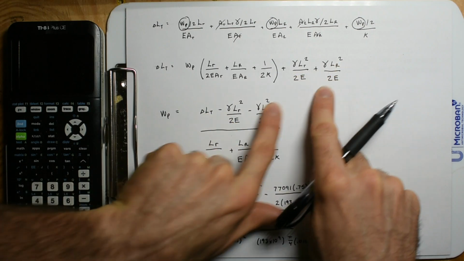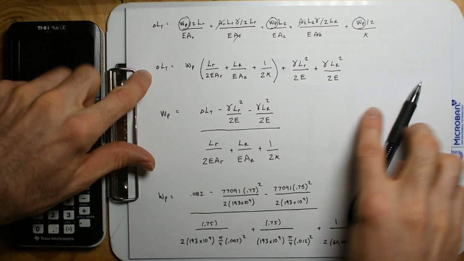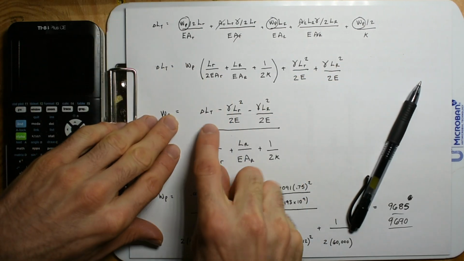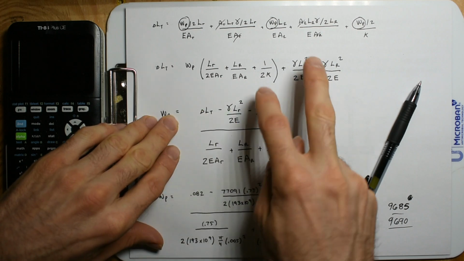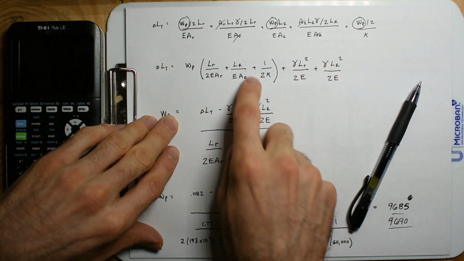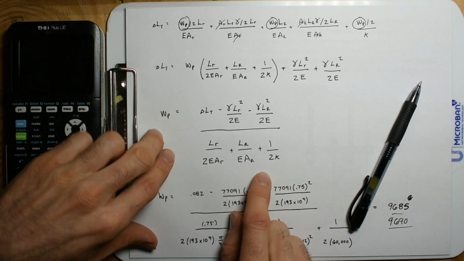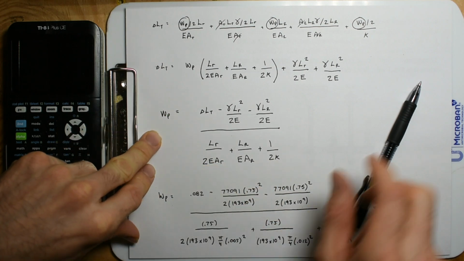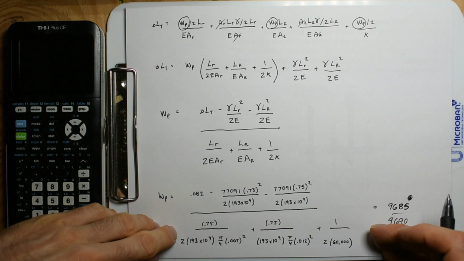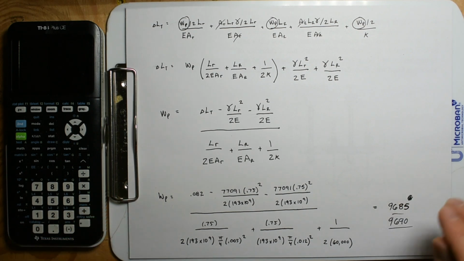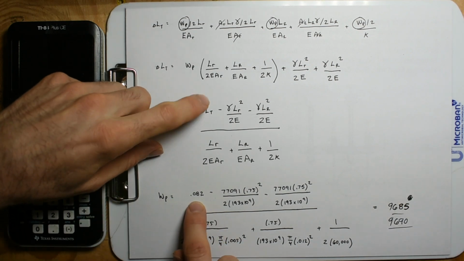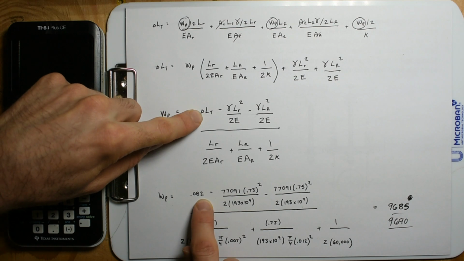So I'm going to take these two terms and subtract them to the other side. So that's this minus those two terms. And then I'm going to divide by that. So that's what I did there. And then I just threw in all the numbers. And so the total change in length is 82 millimeters.